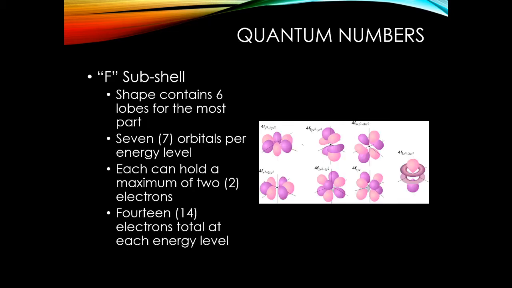The f shell, on the other hand, has even bigger shapes. So it has up to 7 shapes at the f level. And each of those can hold a maximum of 2 electrons. So 7 shapes, 2 electrons per orbital. That means a maximum of 14 electrons at each energy level.